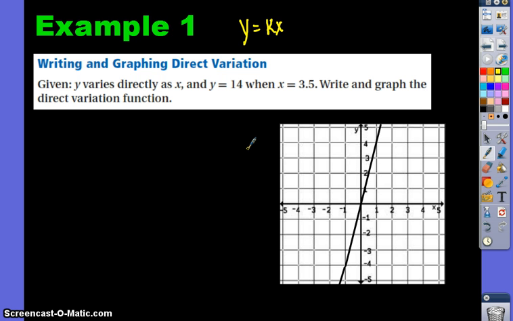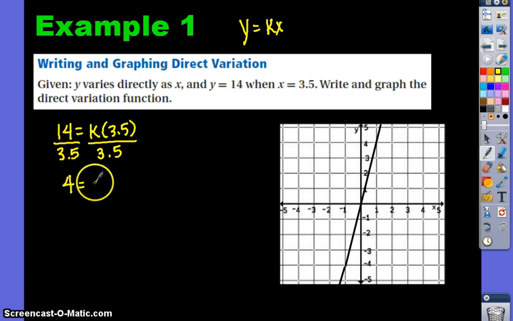So we know that 14 is equal to k times 3.5. So we would figure out what k is by dividing by 3.5 on both sides. 14 divided by 3.5 is 4. So we know that k is 4. So our direct variation equation would be y equals 4 times x. And I've already went ahead and graphed it over here.